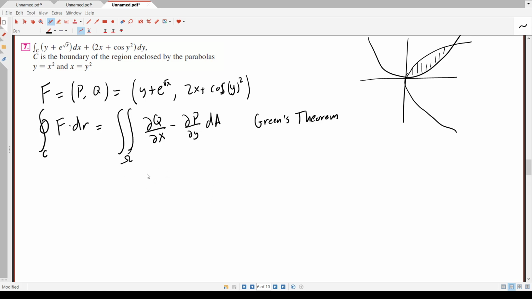Okay, so back to this. If I do the derivative of q with respect to x, I get 2.